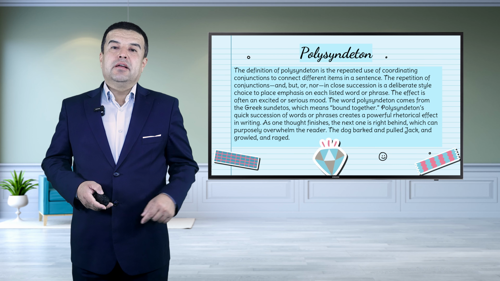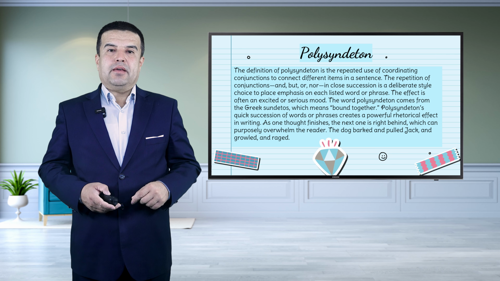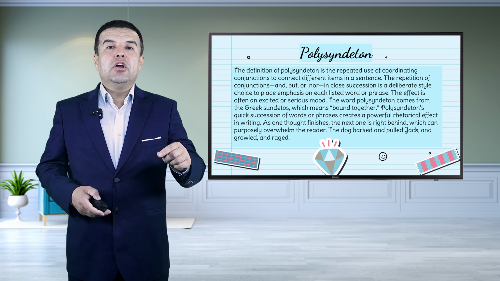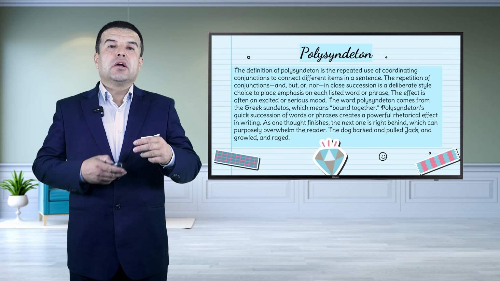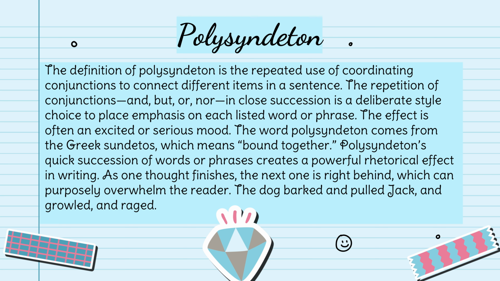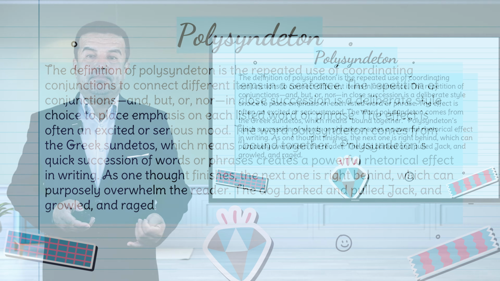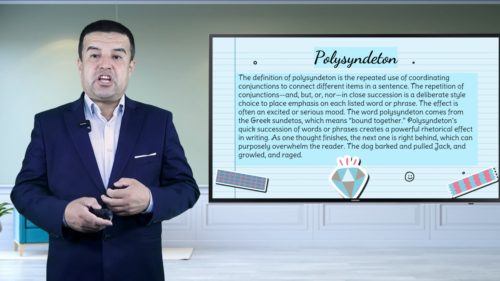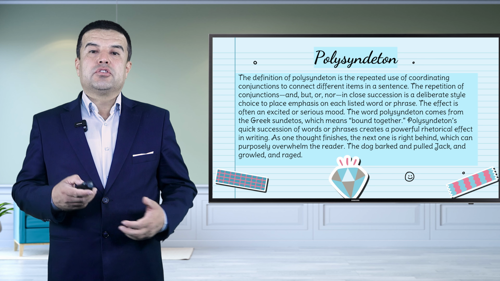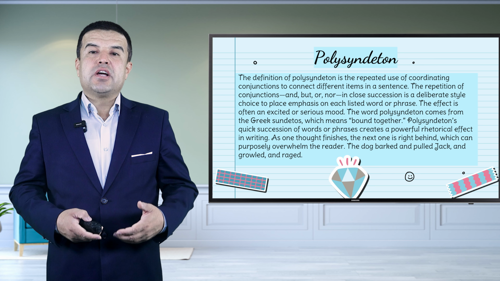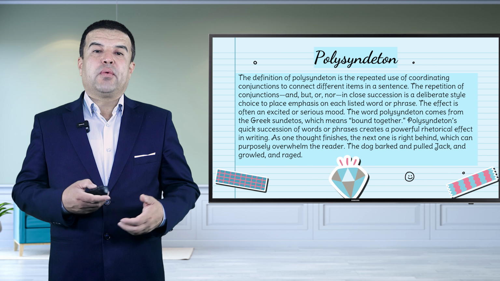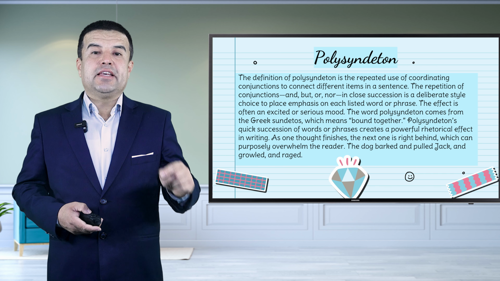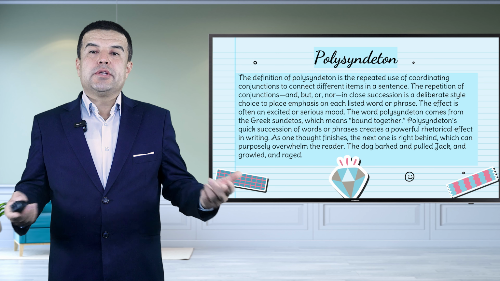Now, next one is polysyndeton. The definition of polysyndeton is the repeated use of coordinating conjunctions to connect different items in a sentence. The repetition of conjunctions such as but, or, nor, and in close succession is a deliberate style choice. It places emphasis on each list word or phrase. This effect is often an excited or serious mood.